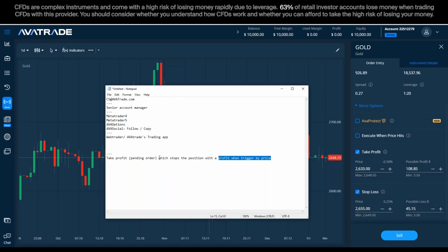Stop loss does the same thing, but it stops the position with a loss. Oh, automatically. I almost forgot the secret, the core of the spending orders, right? Well, automatically, I don't have to spend a minute by the computer.